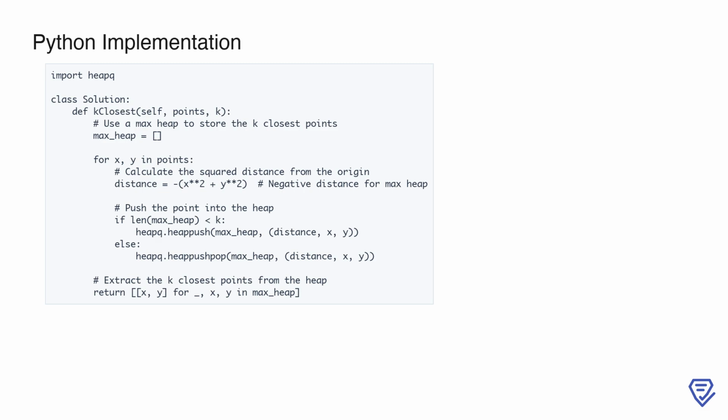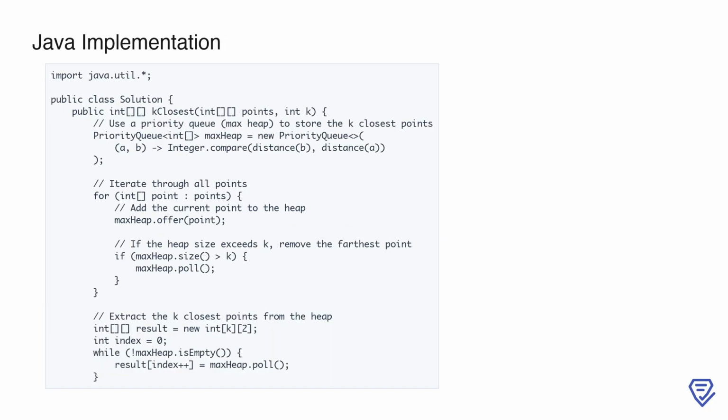Finally, the k closest points are extracted from the heap and returned as a list of x, y coordinates. By maintaining the heap at size k, the solution achieves an efficient time complexity of O(n log k), where n is the number of input points and k is the heap size. This implementation handles edge cases such as very small or large values of k and works for any valid input of points. Here, we start by importing the necessary utilities and defining our solution class.